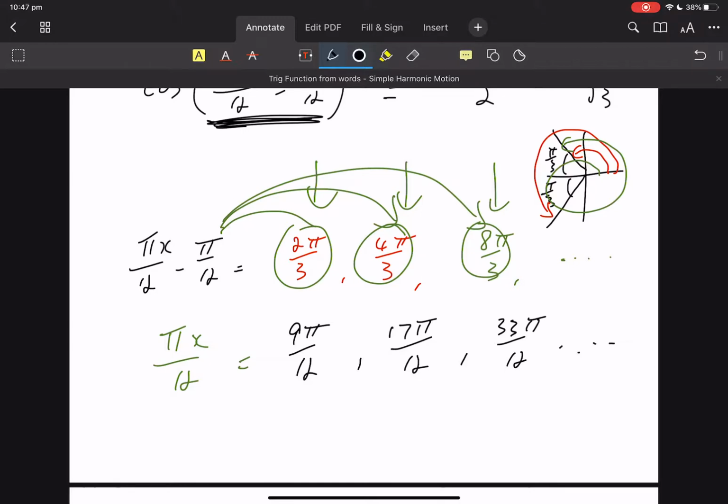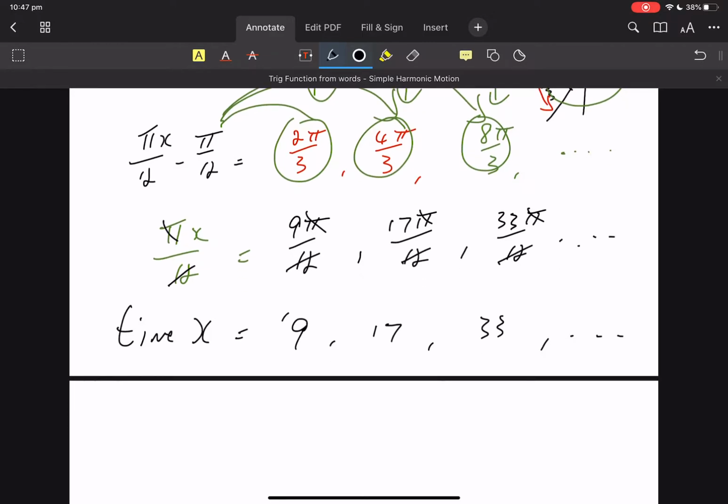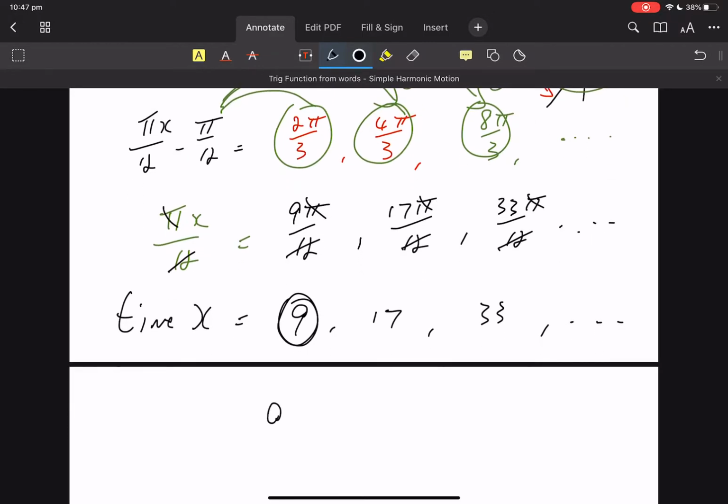Etc., etc. I've left them in 12s because you can see if I multiply everything by 12, they go, and I can also divide everything by pi, and my answer, x, which is my time, is either going to be 9, 17, 33, etc., etc. What do you think that 9 represents? 9 a.m. in the morning.